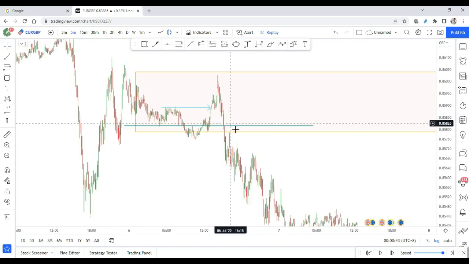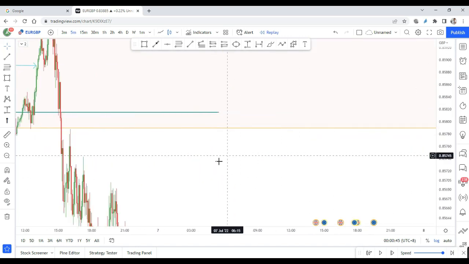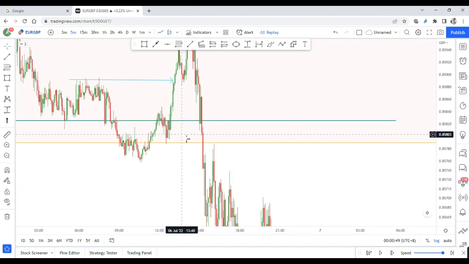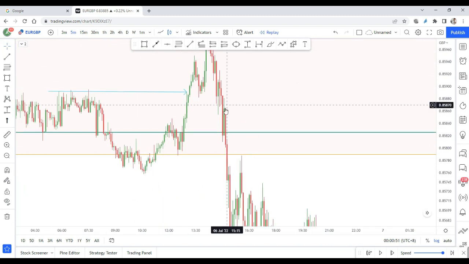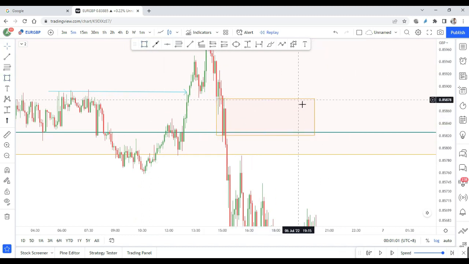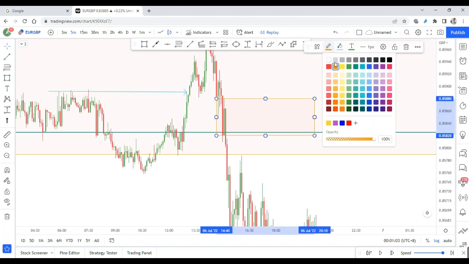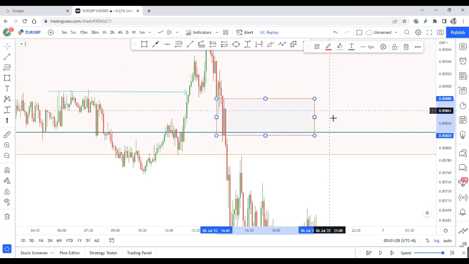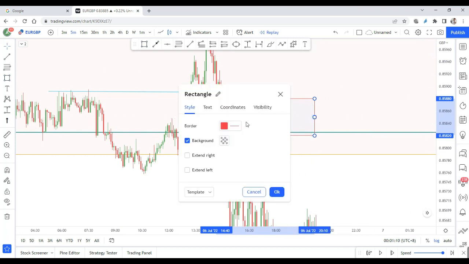Luckily, when I go one deeper, just one deeper, to 5 minutes, I can see very clearly a very strong, or should I say very fresh, supply zone right there. I'm going to make it a different color. Sorry for that. I think this will be it.